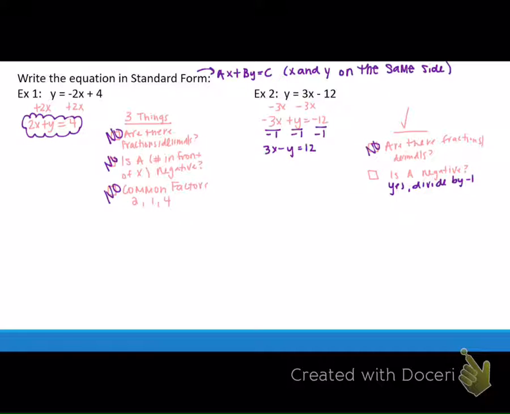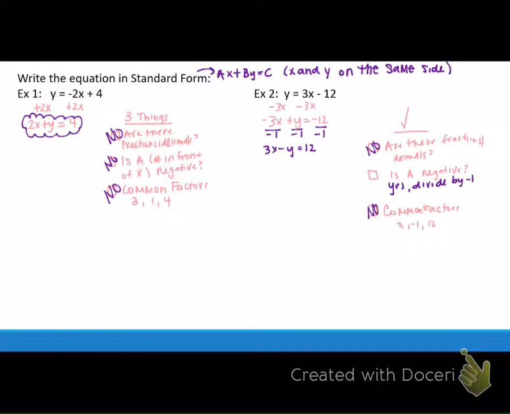Good, I'm glad that you think this is easy. Common factors. Are there any common factors? Our numbers are 3, negative 1, and 12. 9. So the answer is no, so we can't do anything there. So are there any questions so far with that first slide?